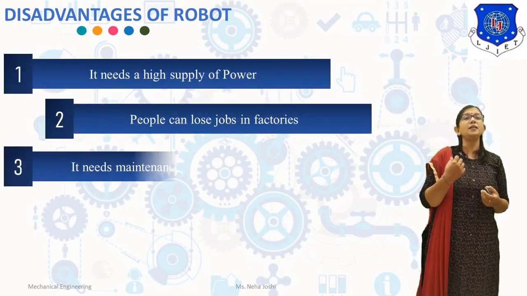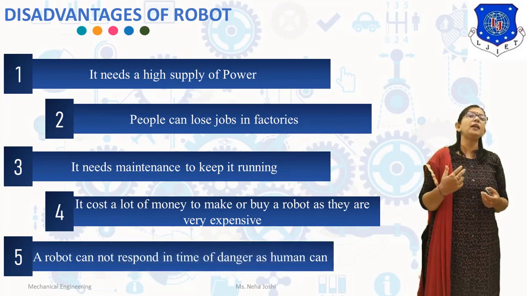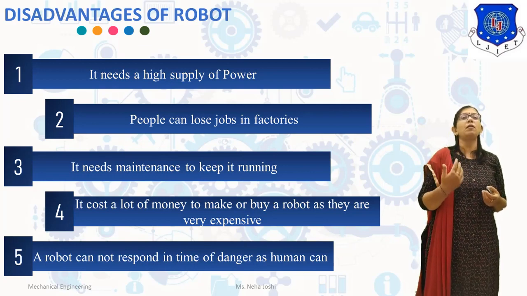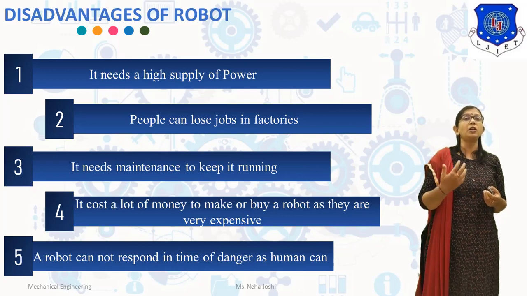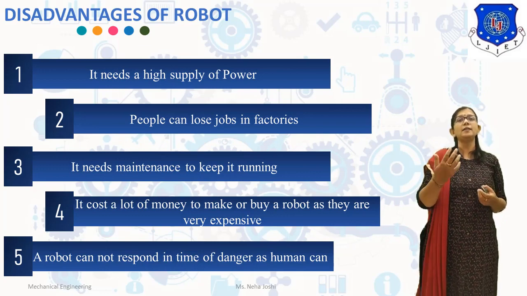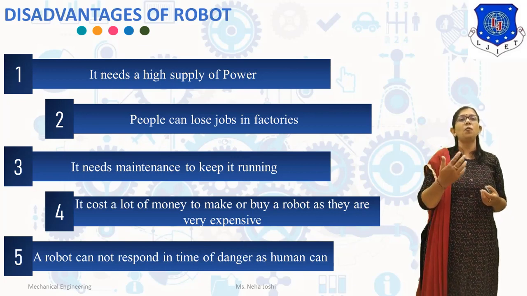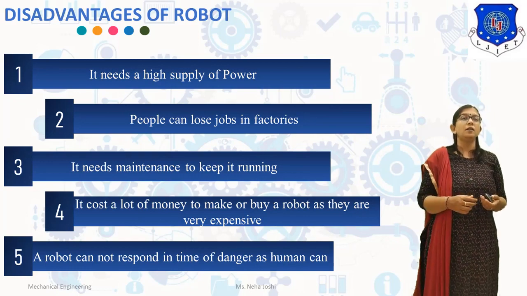It needs a high supply of power. Then the second disadvantage is people can lose jobs in factories. Third is it needs maintenance to keep it running. Next disadvantage is it costs a lot of money to make or buy a robot as they are very expensive. And the last disadvantage, a robot cannot respond in a time of danger as a human can.